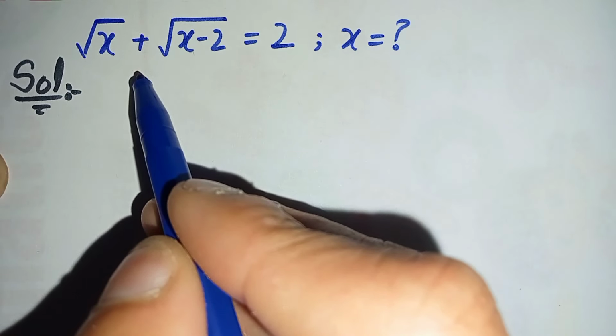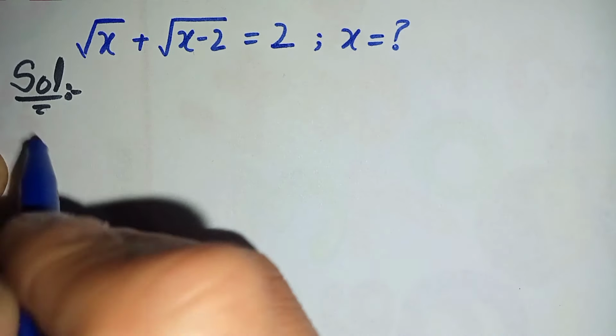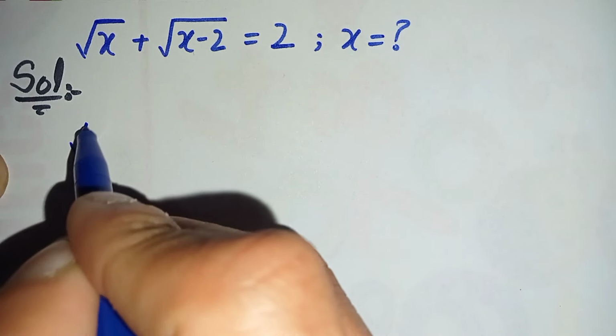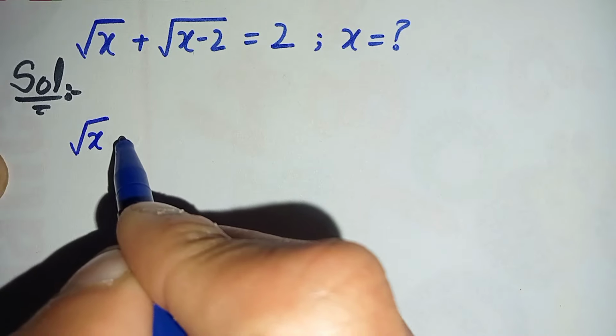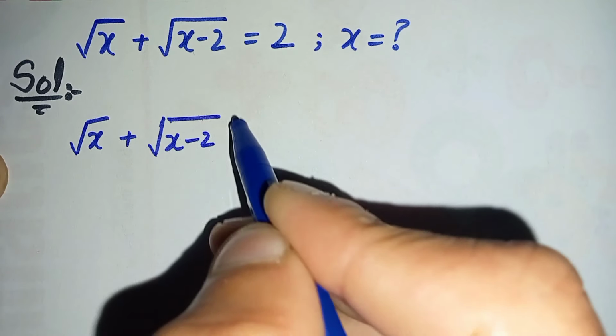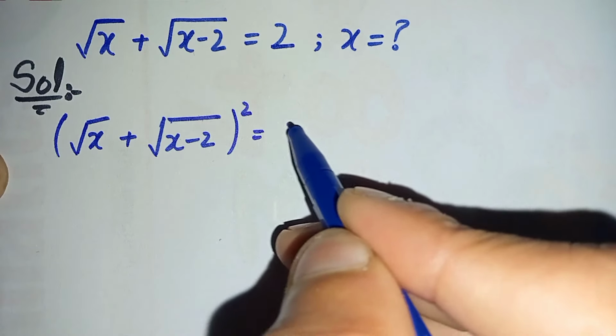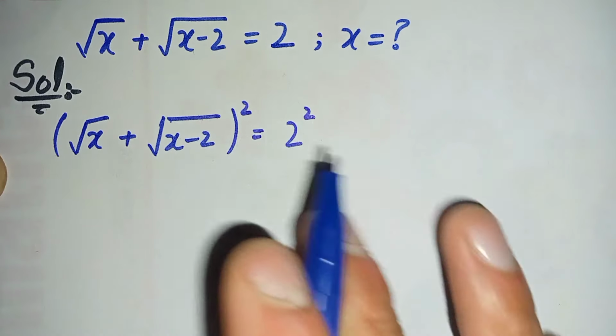Now here first of all we will take square on both sides because there is square root in the left hand side. So let us take square on both sides of this equation: square root of x plus square root of x minus 2, whole square, is equal to square on the right hand side, that is 2 square.